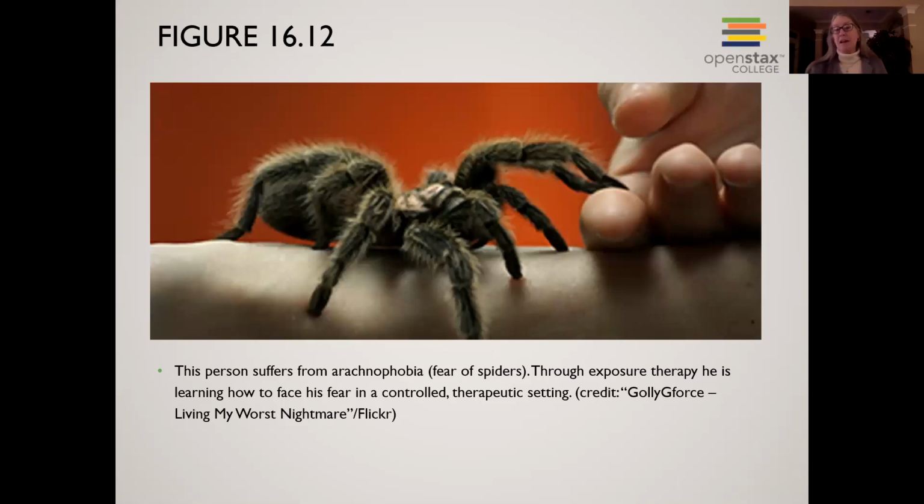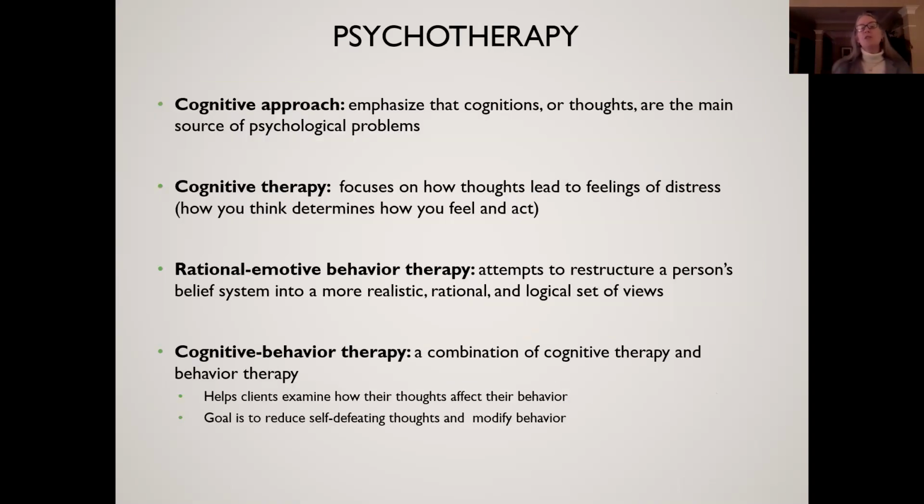This is the example of the spider. Eventually, the spider can crawl on the person's arm after this systematic desensitization. There's also a bunch of cognitive therapies using a cognitive approach. So the cognitive approach basically says that a lot of maladaptive behavior comes from your thoughts. And so changing your thoughts can be helpful. So let's look at cognitive therapy.